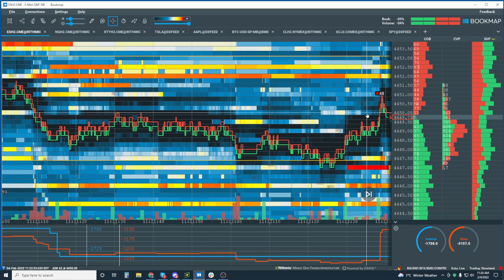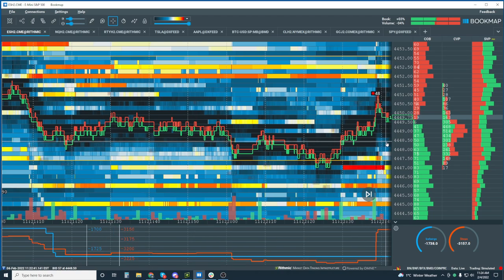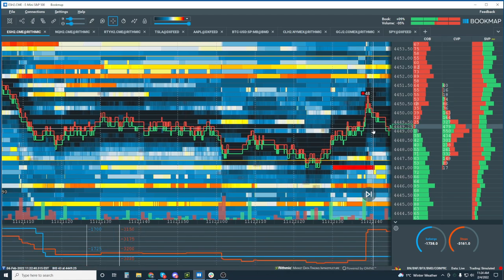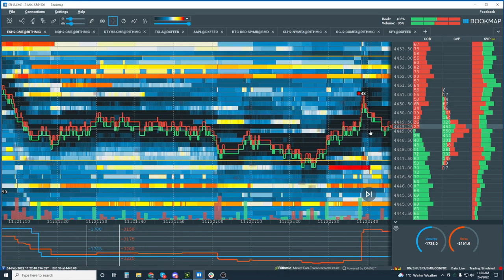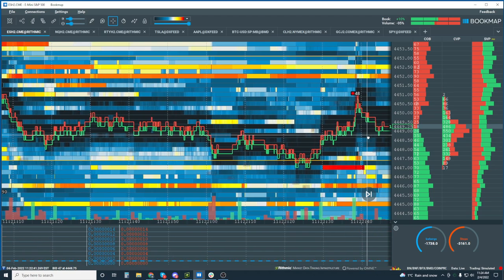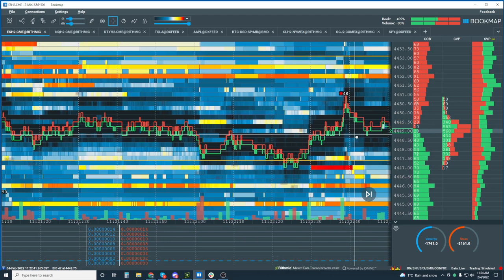Yeah, we got the move up here. They're adding now in the book here. And now they're pulling. So at least we got this move here, up to here. Let's see what other insights we get here.